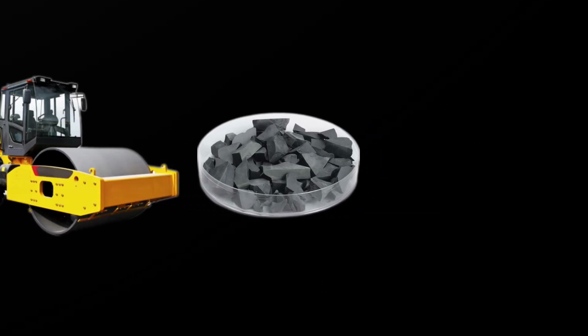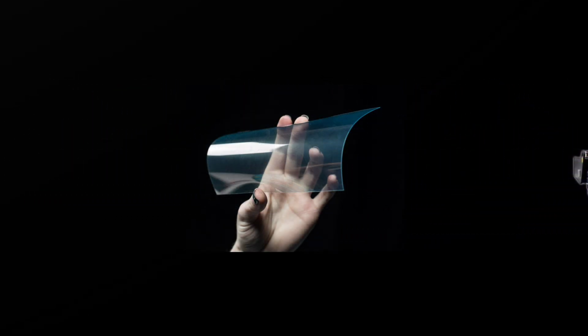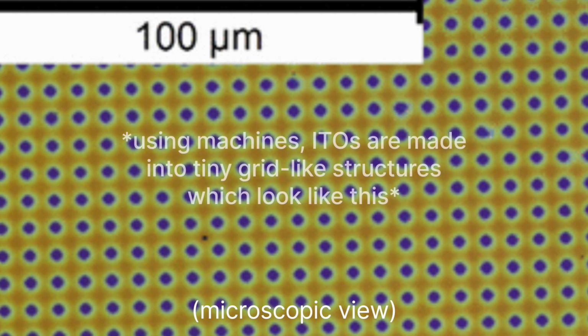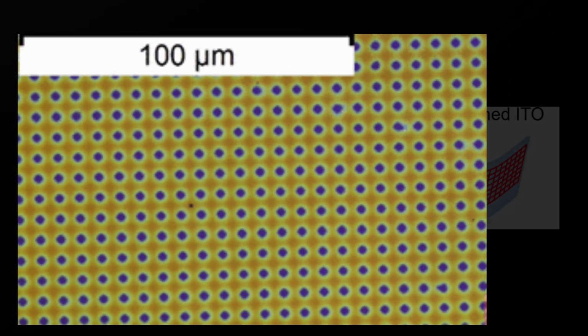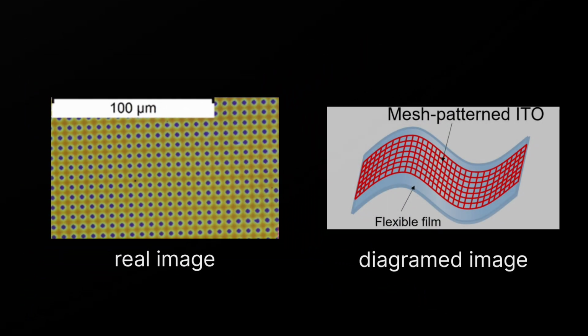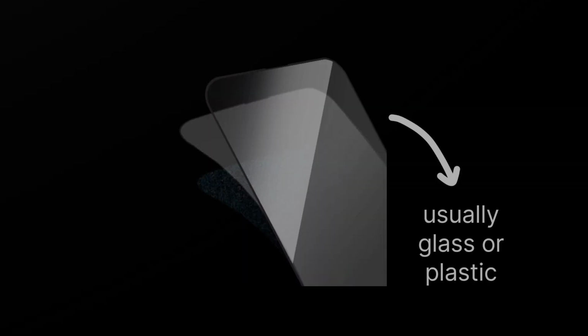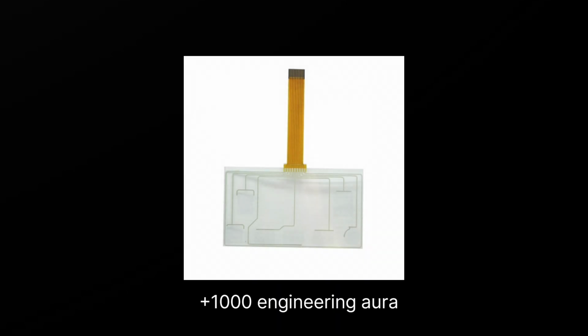Now these ITOs are made into thin layers of grid-like structures. These grids basically act like electrodes, which sense the disturbance in charges we were talking about. Now this layer is later on used as a conductive coating on top of a base, and then the whole thing is sometimes insulated with an additional material. And there you go, you have yourself a touch sensor.